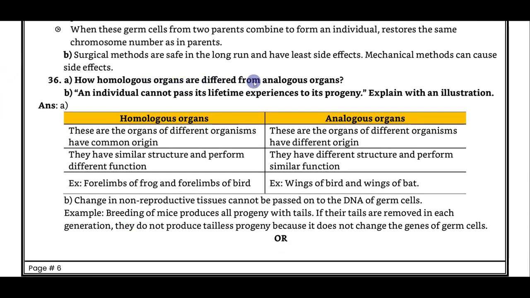How are homologous organs different from analogous organs? An individual cannot pass its lifetime experience to progeny. How? Homologous organs are the organs of different organisms having a common origin. Here, analogous organs have different origin. Homologous organs have similar structure and perform different functions. Here, analogous organs have different structure and perform similar function. For example, the 4 limbs of a frog and the 4 limbs of a bird: similar structure, different function, it is homologous. Different structure with the same function is analogous. Wings of a bird and wings of a bat are analogous organs.